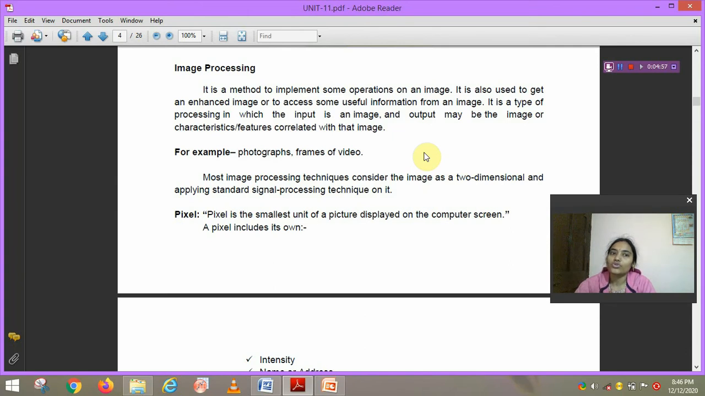So the method which implements some operations on an image is known as image processing. For example, photos and frames of video are examples of image processing. Most image processing techniques consider the image as two-dimensional, and apply standard signal processing techniques on this two-dimensional image.